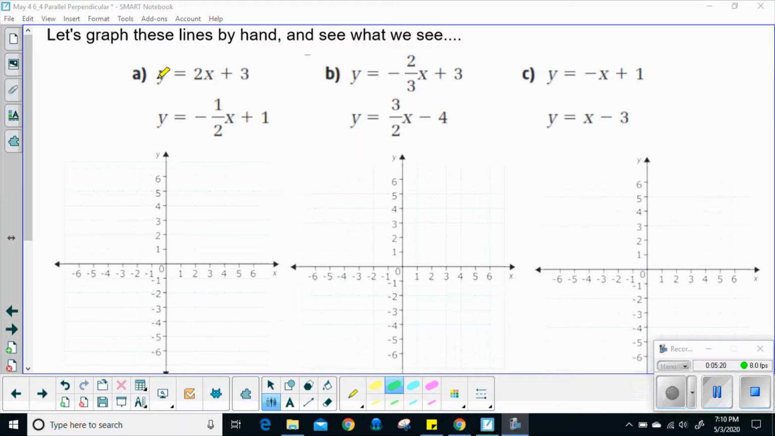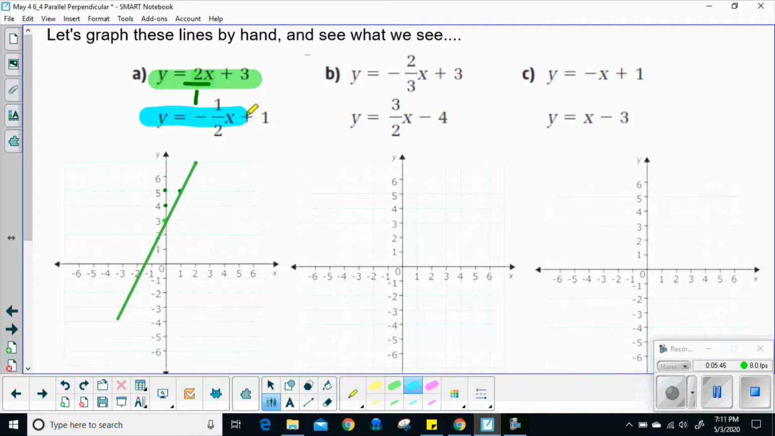Okay, let's try these ones. I'm going to graph y equals 2x plus 3. We're in slope-intercept form, so I have a dot at y equals 3. And then the slope tells me I have a rise of 2 and a run of 1. So go up 2 over 1, new dot. Up 2 over 1, new dot. That's enough to give me a line.